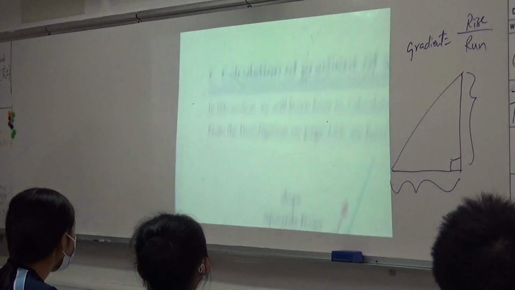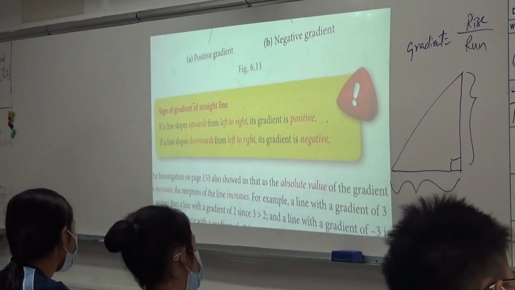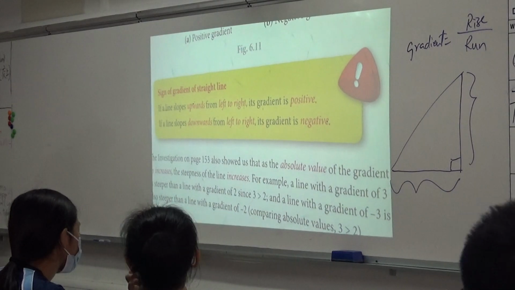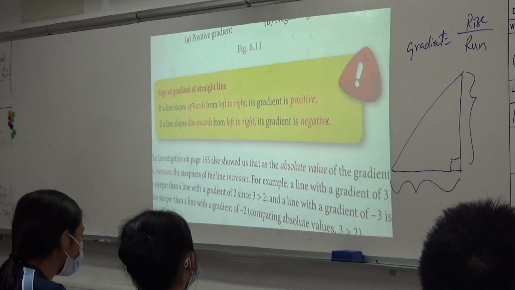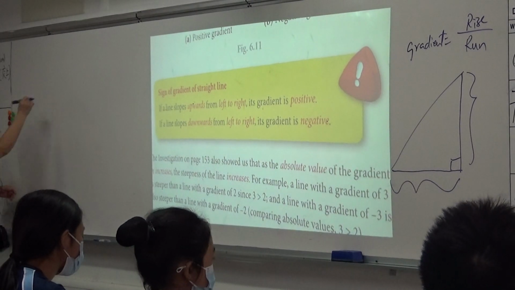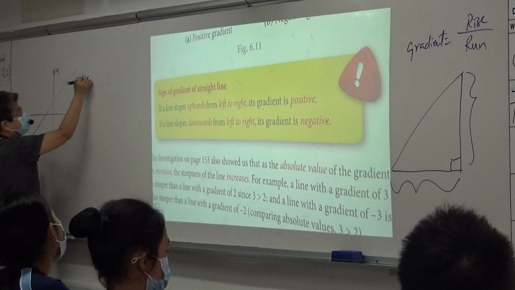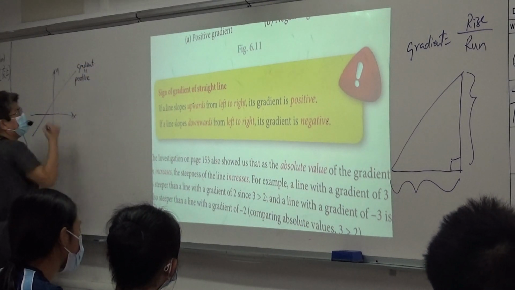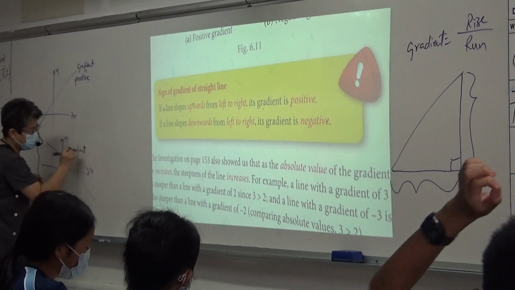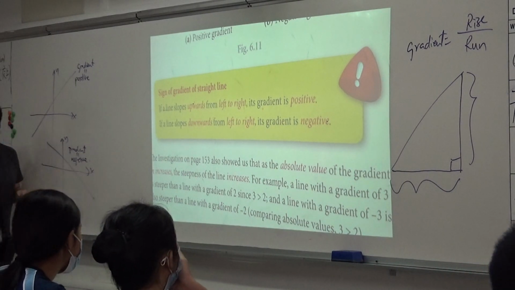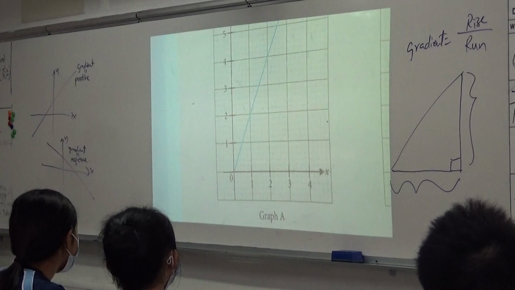Now, can we all turn to page 154 first? All of you turn to page 154. Look at this particular box. If a line slopes upwards from left to right, the gradient is positive. I already told you. Right? That means if it slopes like that, the gradient is what? Positive. Okay? Now, if it slopes like that, the gradient will be negative. Okay? This is what it means. Everybody clear?